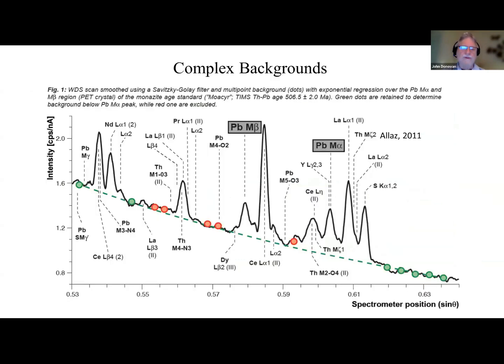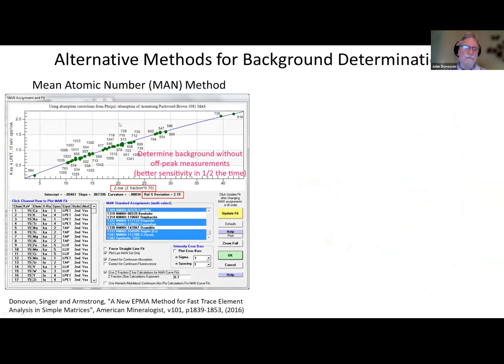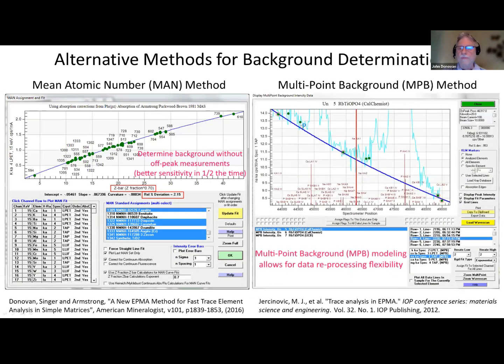You can have complex backgrounds for trace elements. This can get nasty. So there's alternatives. You can not measure the background at all by using the mean atomic number method, which can be very, very useful, especially for low Z materials. And you can use the multi-point background method, which was developed for looking at very rare earth element rich materials.